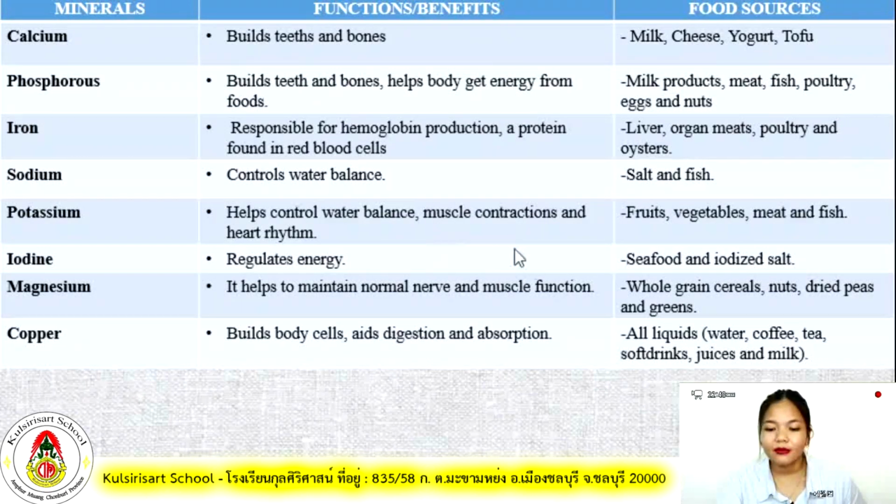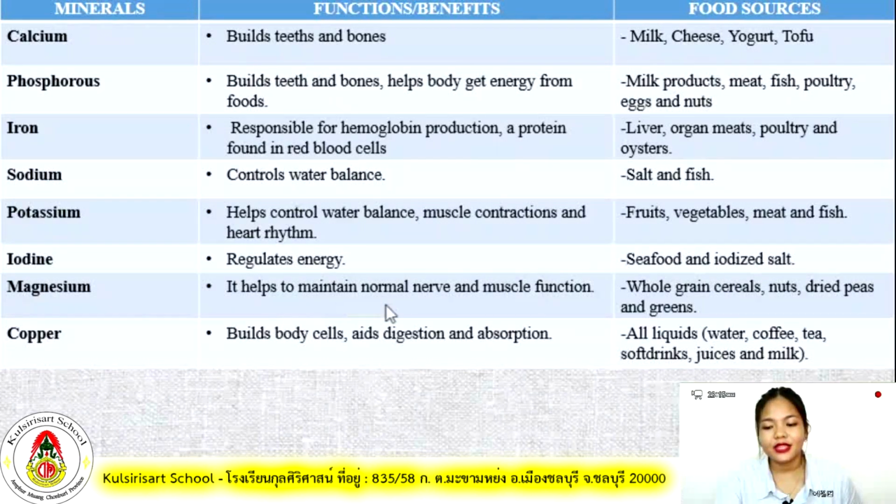Okay, it can be found in foods like fruits, vegetables, meat, and fish. The next one is iodine. Iodine regulates energy. It can be found in foods like seafood and iodized salt.